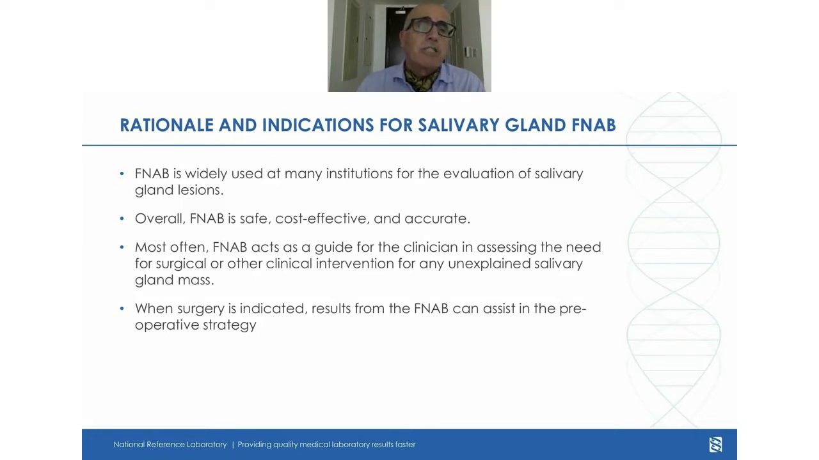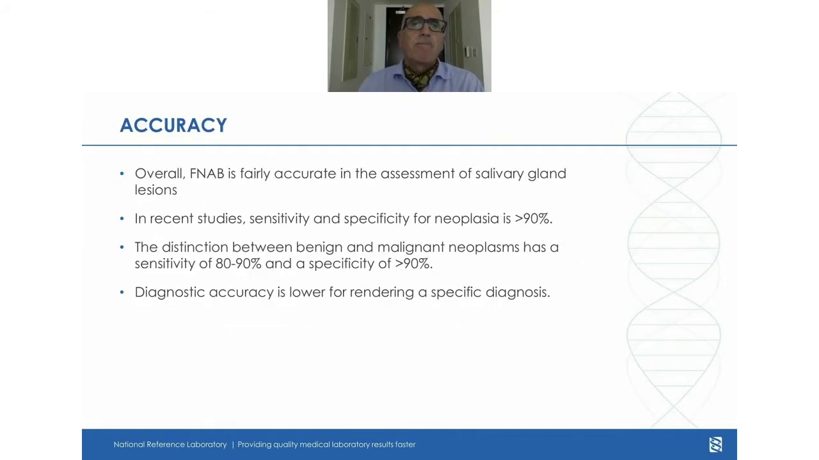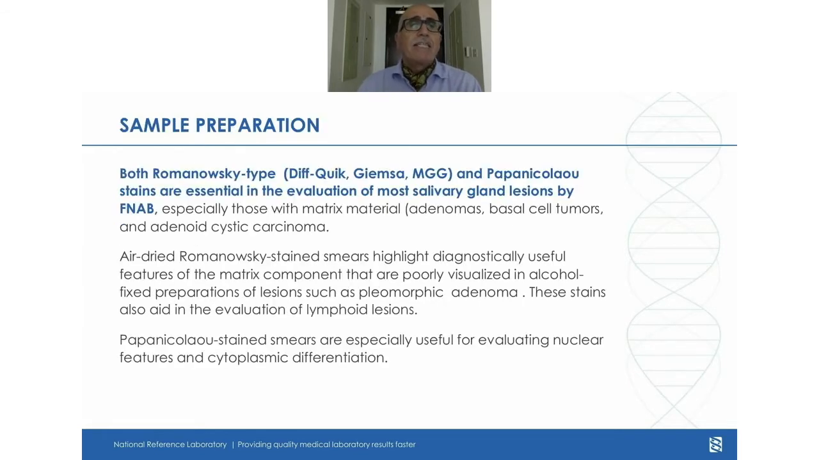Especially, it allows the surgeon to plan his intervention, because if it's a suspicious or malignant lesion, of course, there must not be any delay in the intervention. It's fairly accurate, and we'll go over the literature. Sensitivity and specificity for neoplasia is around 90%, and of course the accuracy for rendering a specific diagnosis is lower. However, the specificity is very high in any case.